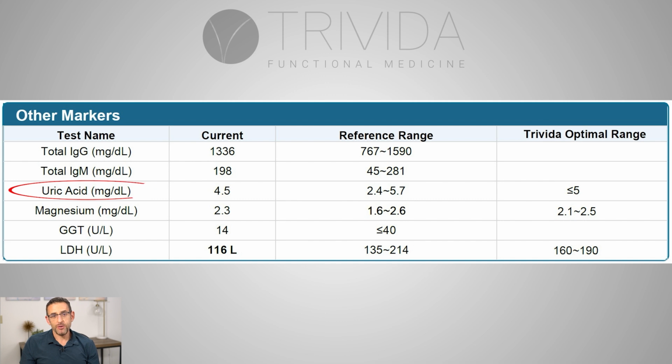Uric acid is a breakdown product of protein, a breakdown product of purines. Too much uric acid has been well associated with gout. But high uric acid is just a known inflammatory problem. And I like to see uric acids below 5. So you'll notice in this it is below 5, which is good. So anything above 5 is concerning to me.